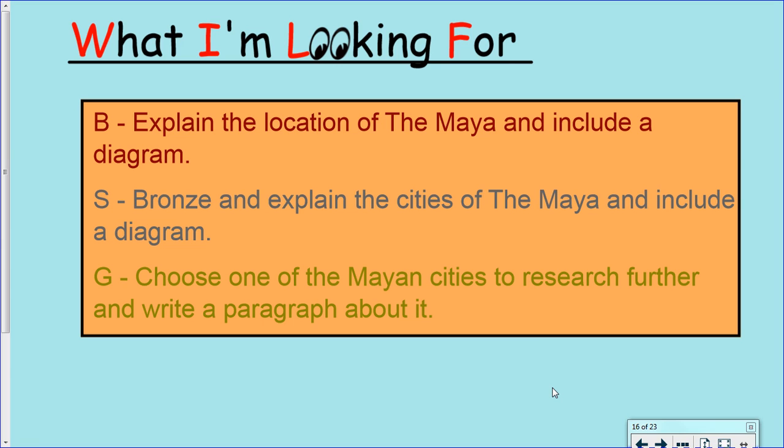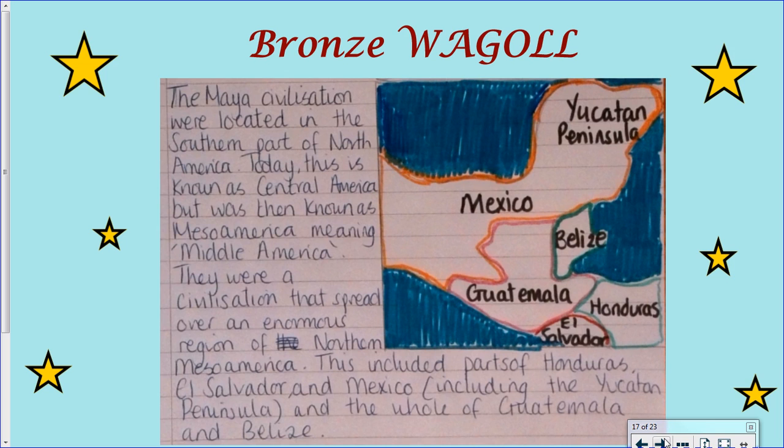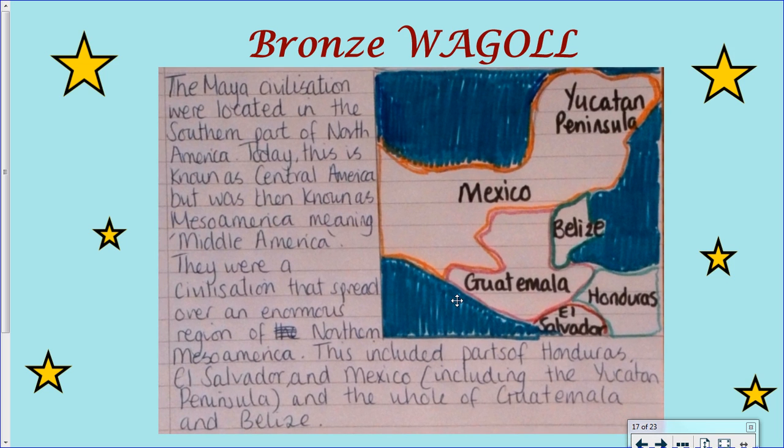Okay, silver, once you finish bronze, is to explain the cities of the Maya and include a diagram. Okay, so just talk about how their cities were different, how their cities were the same, what are some of the key cities and the locations of them. And then for gold, if you wish to do a bit more, you need to research one of the Mayan cities and write a small paragraph with information about that city. So let's have a look at some waggles and research information. So here is my bronze waggle.